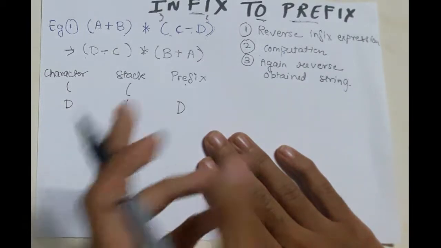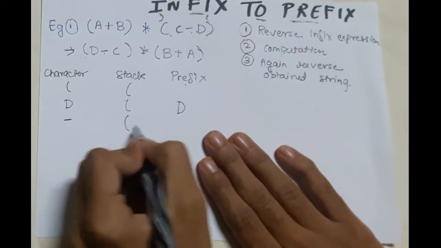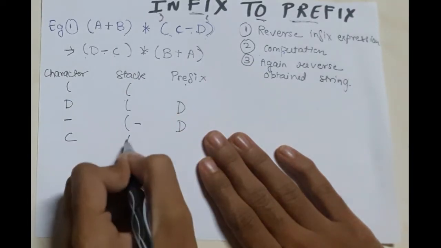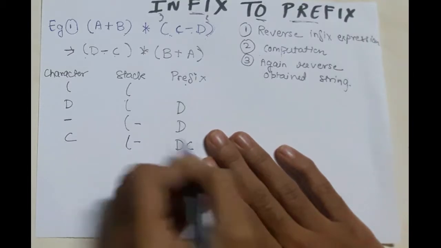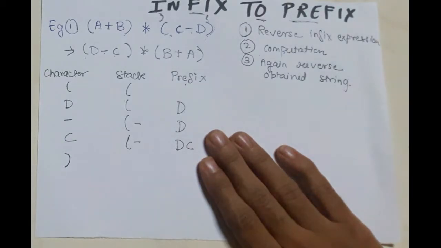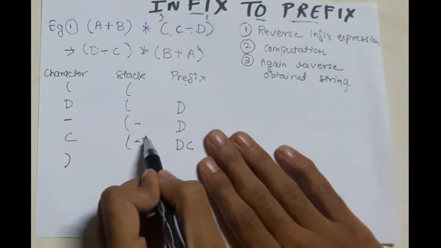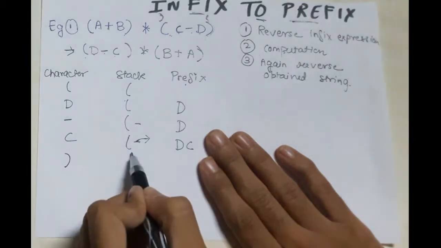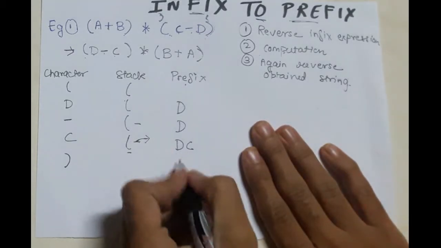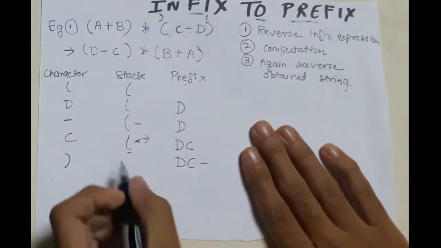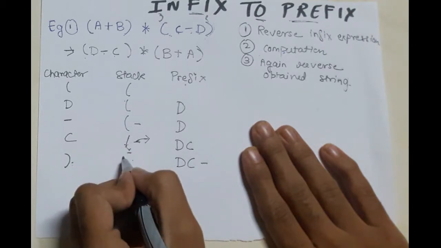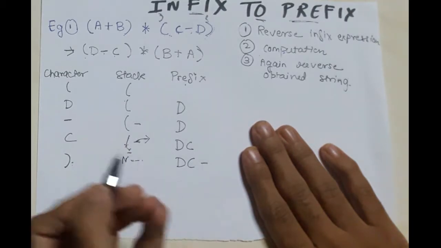Then minus. Minus is an operator. So we'll push it into the stack. Then C. C is an operand. So we'll add it into the prefix expression. After that, closing parenthesis. So as we know, whenever there is a closing parenthesis, we have to pop the operators from the stack until opening parenthesis is encountered. So here we will pop minus from the stack, right? And after that there is opening parenthesis, so no need to write the parenthesis here, and the stack will be none. Means here there will be nothing now, okay?